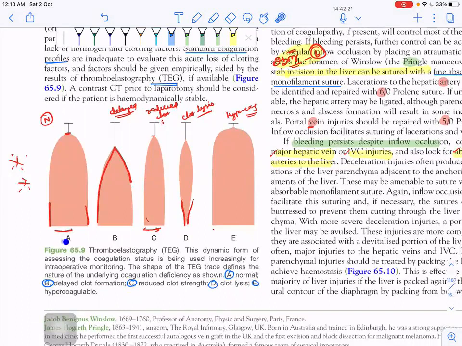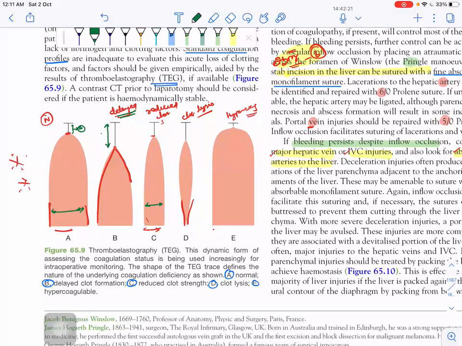This is your normal TEG, and this is your R time. Based upon this time only we differentiate the other things. If this time is very long, then we call it delayed clotting. And this is the strength of the clot: the width is the strength of the clot. Here the width is reduced, that's why they are telling reduced clot strength. Mean amplitude reduced means reduced clot strength.